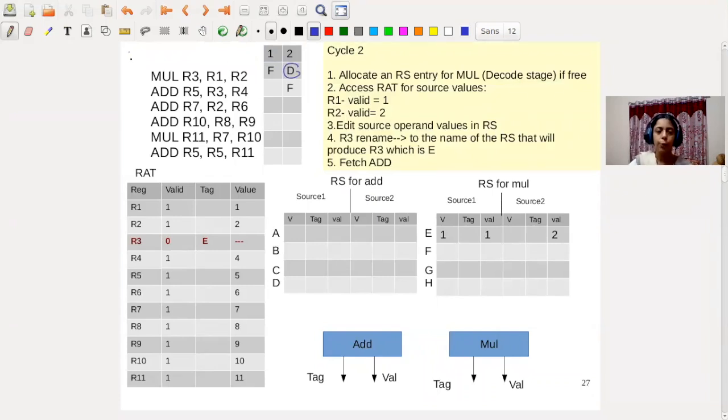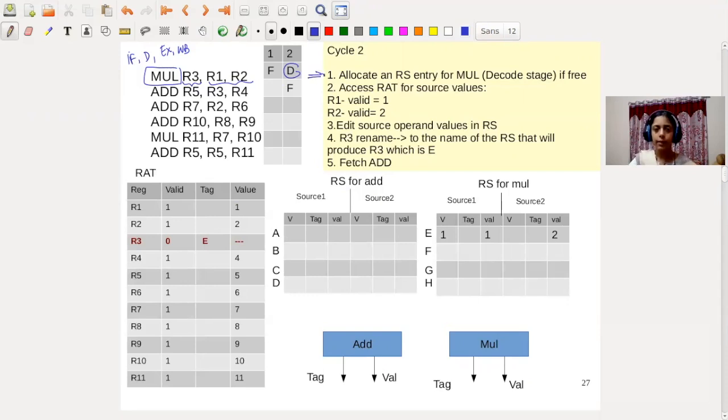We mentioned that there are 4 phases: instruction fetch, decode, execute, and write back. So we'll follow these 4 phases for this example. What happens in the decode stage is the instruction is decoded. It is figured out that it is a mul instruction, that it has 2 sources R1 and R2, and it has a destination R3.